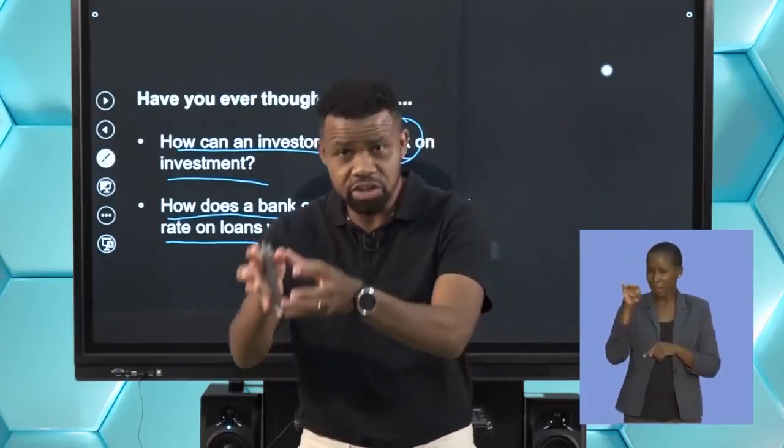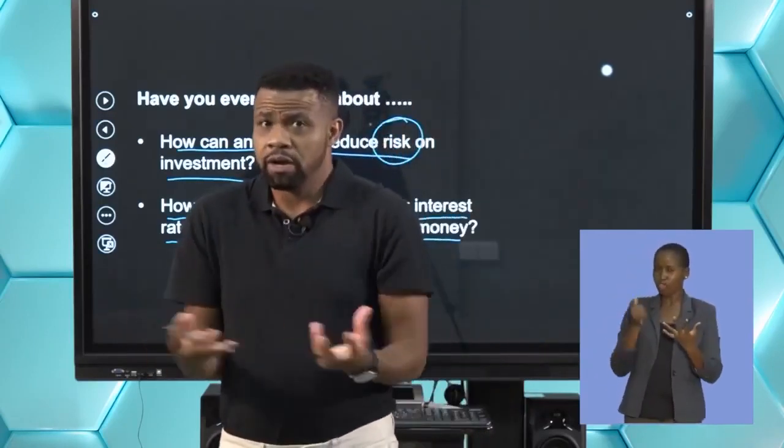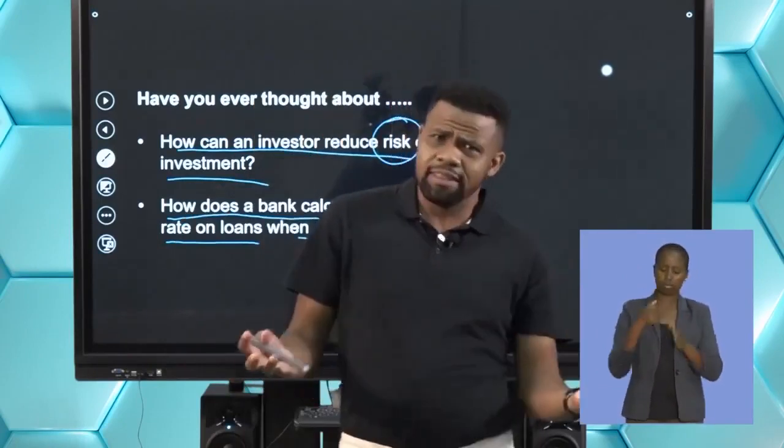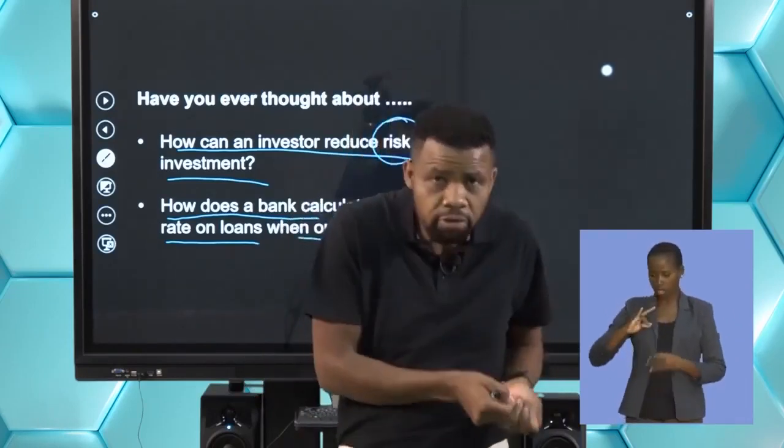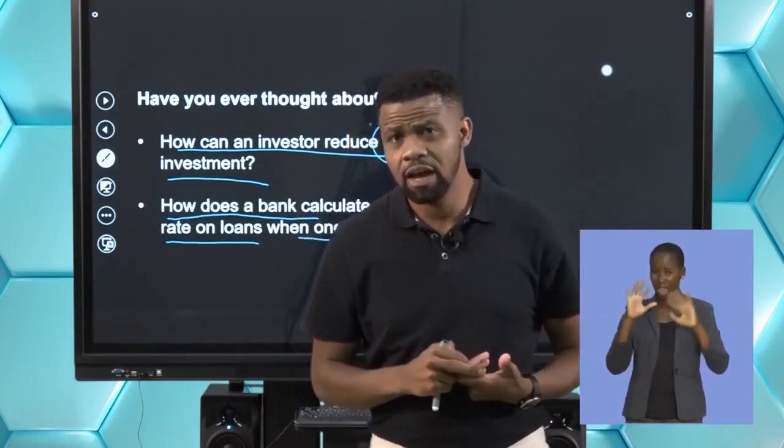Have you ever thought about that? How does a bank calculate the interest rate? You want to buy a car, and the cost of the car is 200,000 or something. You don't have 200,000 with you. You want to borrow the 200,000. So surely a bank will give you an interest rate. How does it calculate that?